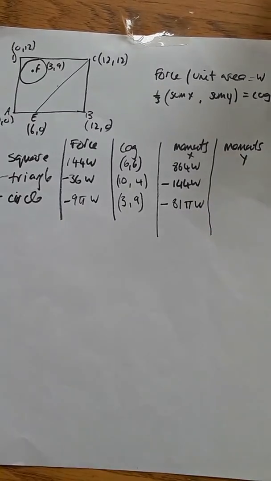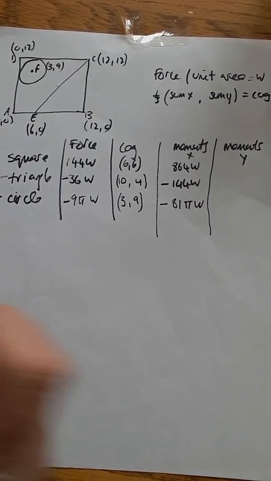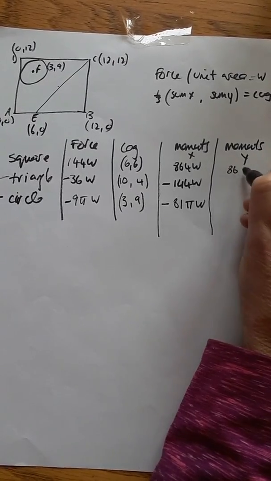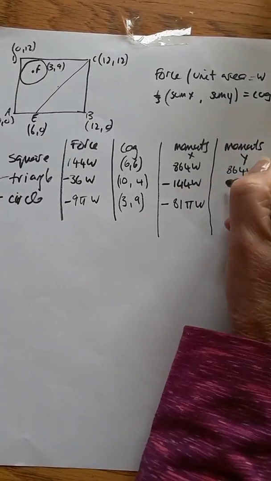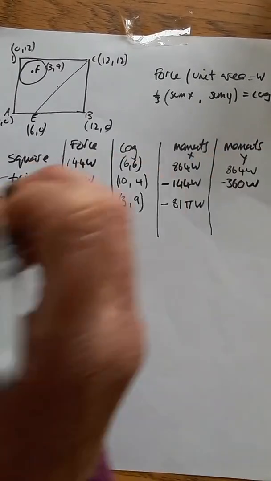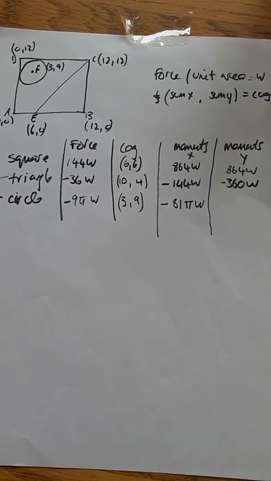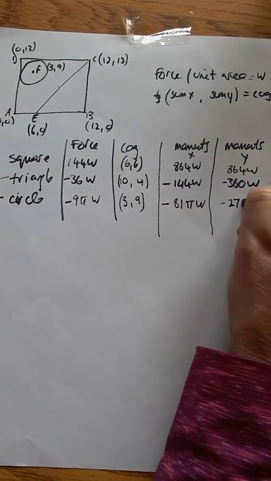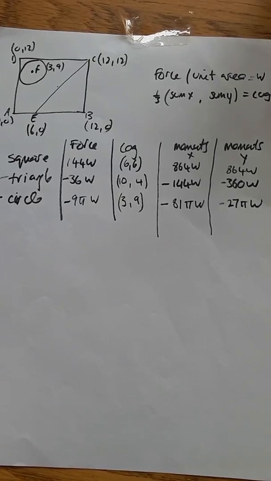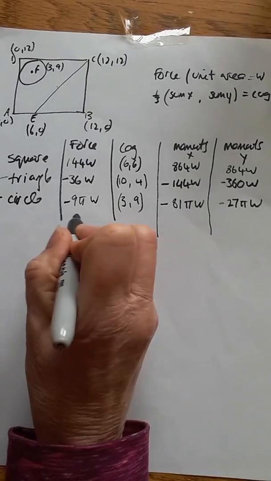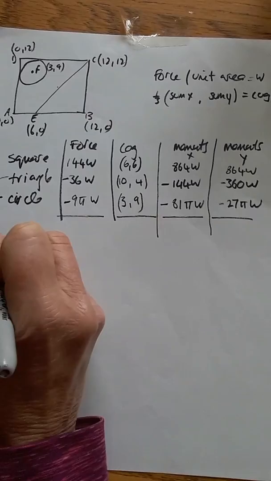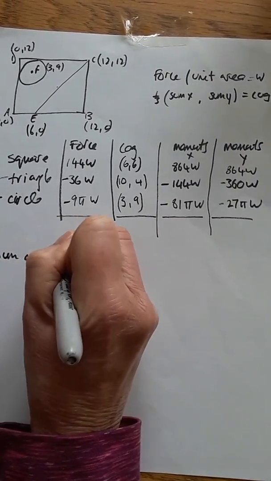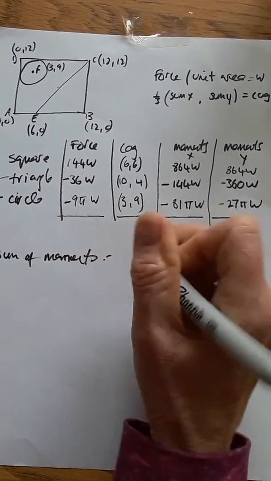I'm going to do the same then for the y-axis. This will be 864W. This one will be minus 36 by 10, which is minus 360W. And this last one here will be minus 27 pi W. Okay, so now I have all my information. I'm going to get the sum of the resultant. I don't know the position of centre of gravity, and I'm going to get the sum of the moments. So remember, the sum of the moments equals the moment of the sum.